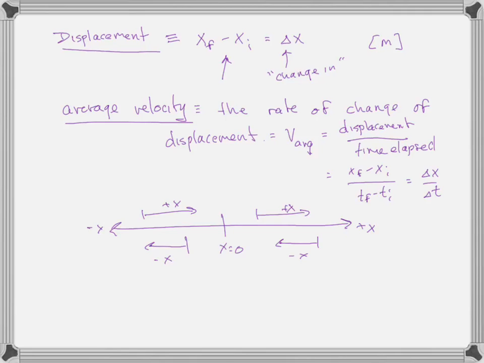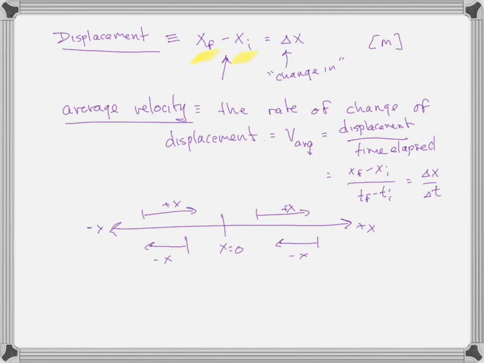But really what it comes down to is whether x final is bigger than or smaller than x initial, right? So if you're moving to the left along the axis that I drew, then you're moving in the minus x direction. If you're moving to the right, you're moving in the plus x direction.